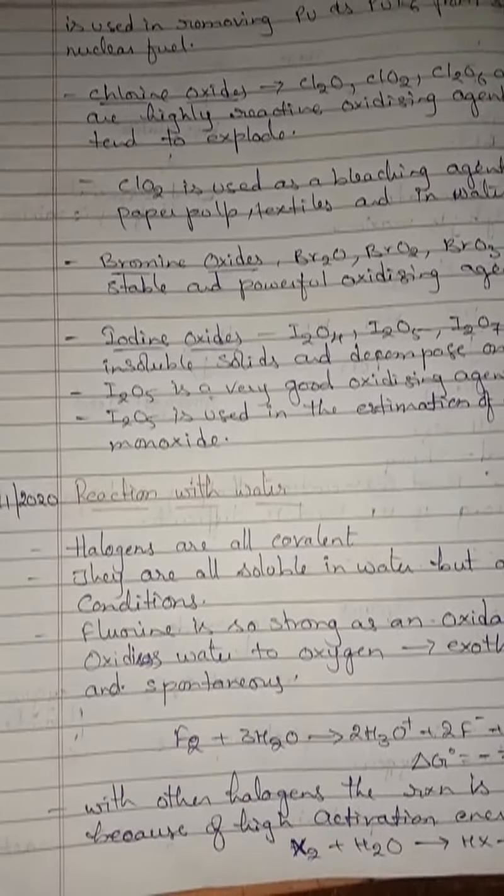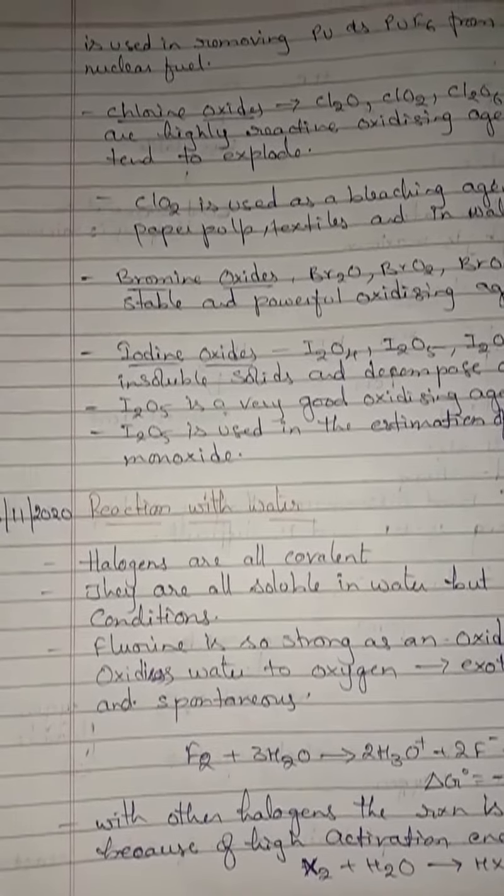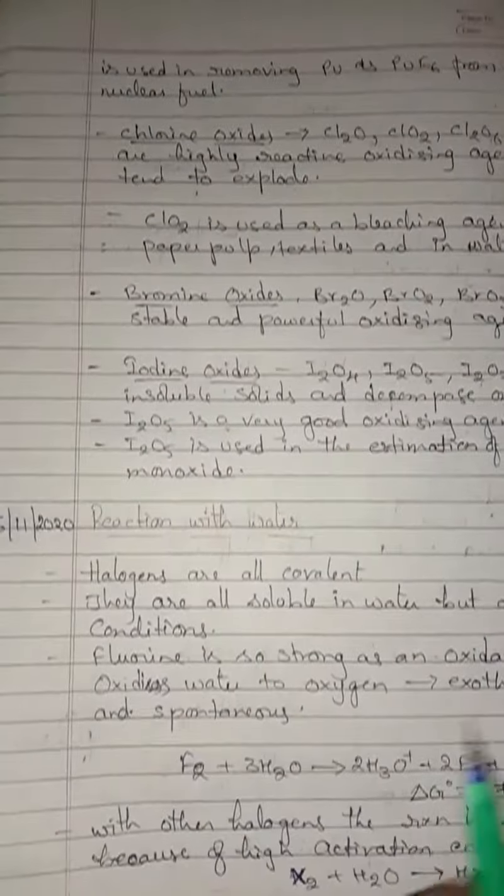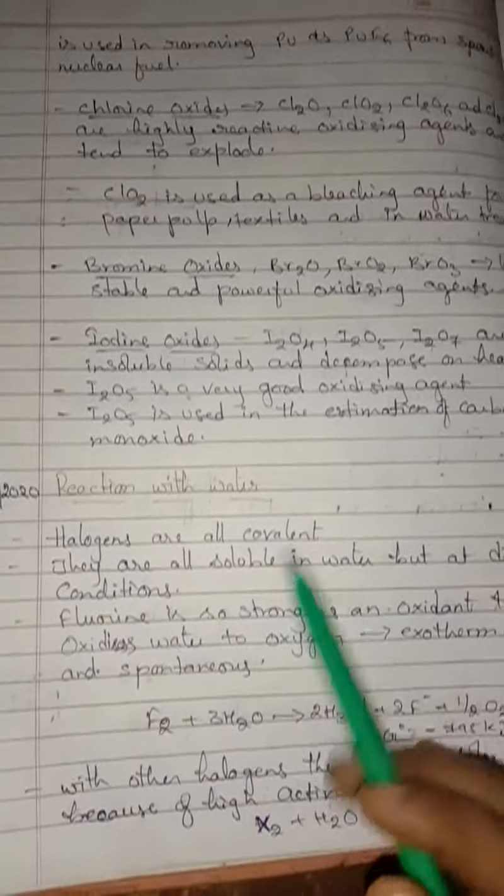Hello children. So in today's section we are going to see some of the chemical properties of halogens. In the previous class we discussed some of their chemical and physical properties. Today we are going to see some other chemical properties.